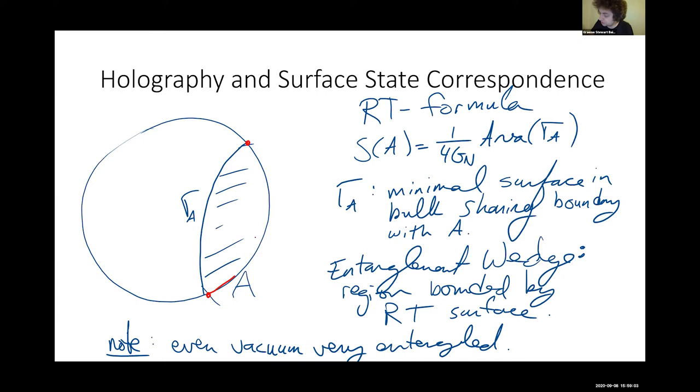So the idea here is, if I have some region on the boundary and I want to know what its entropy is, I have to find the minimal surface that closes off that region like this. And then the entropy, up to some normalization factor, is just given by the area of that surface.